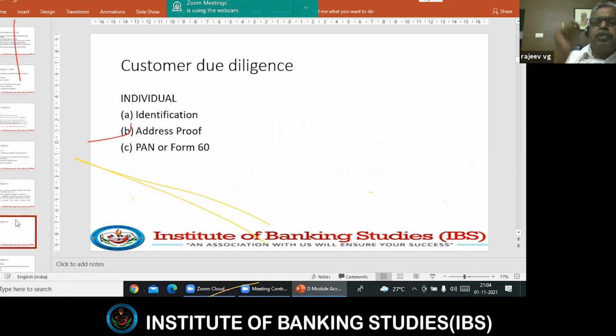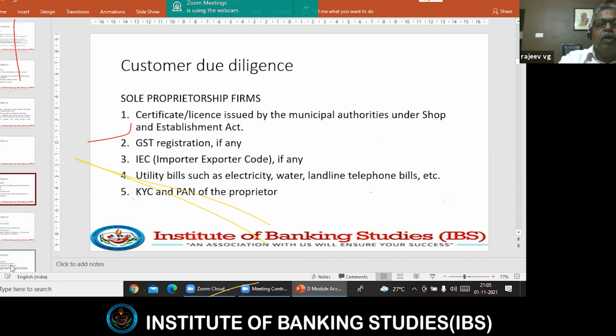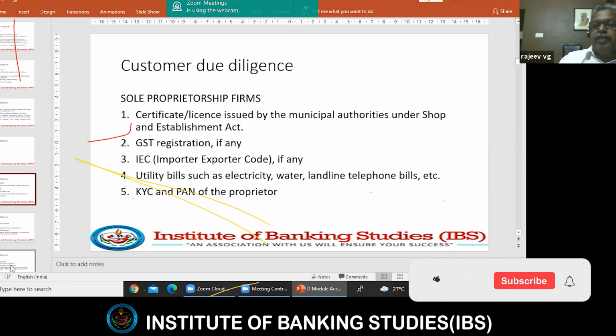In respect of an individual customer, how do you do the due diligence? Now we are going to discuss various types of customers and how we do the due diligence. For individuals, you will verify the identification. You will first identify the customer. For that, you will get an OVD. Then number two is the address proof. Then, as per the Income Tax Act, you have to get the PAN or Form 60. So these are the three steps that we take to do the customer due diligence in respect of an individual customer.